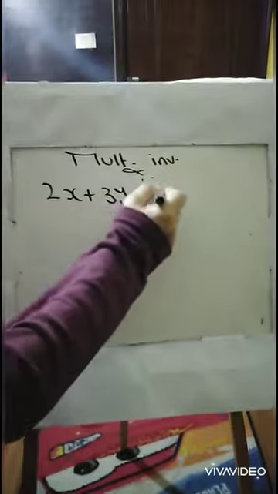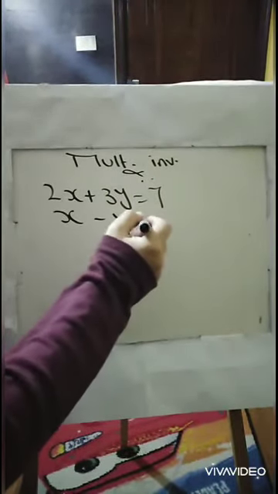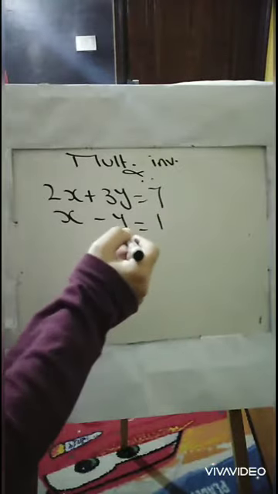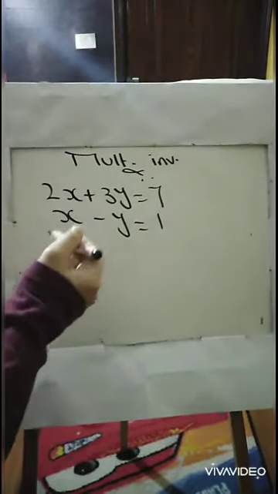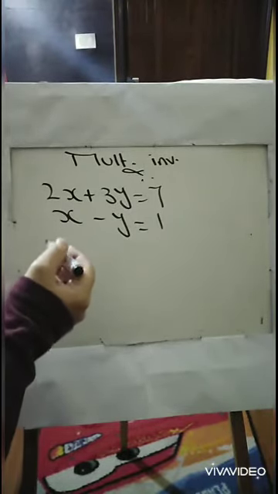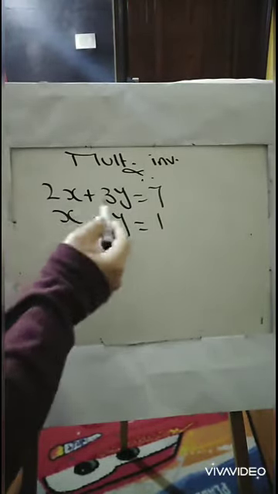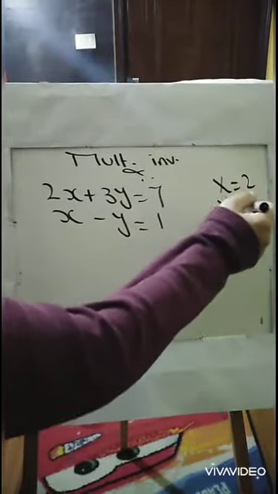Our next example. If we have 2x plus 3y equals 7, and x minus y equals 1, what I need here is the value of x and y. First, I can get the values by using the calculator. All of us know this. Mode 5, 1, and I'm going to write the two equations. It will give me x equals 2 and y equals 1.